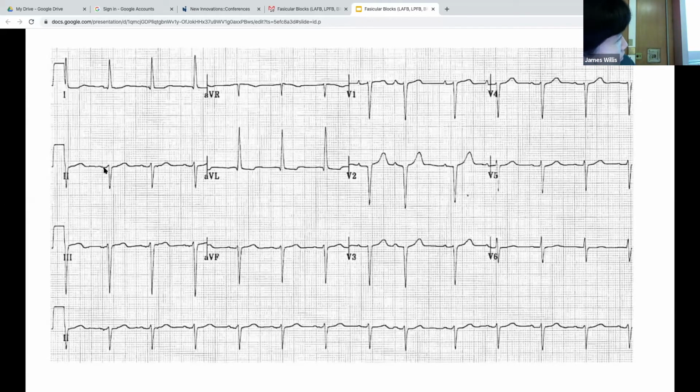You can see that you go a little bit positive at first in the inferior leads and then negative in all these inferior leads, and then the opposite in the lateral leads, where you go initially a little bit away from these lateral leads and then a big positive deflection towards the leads.